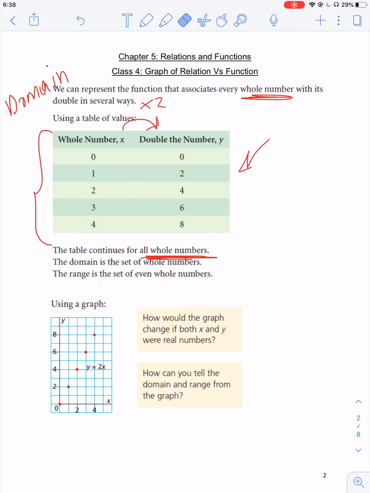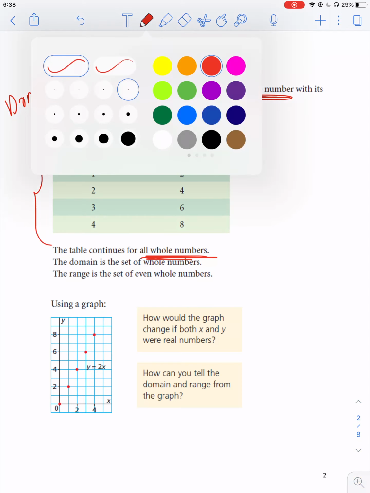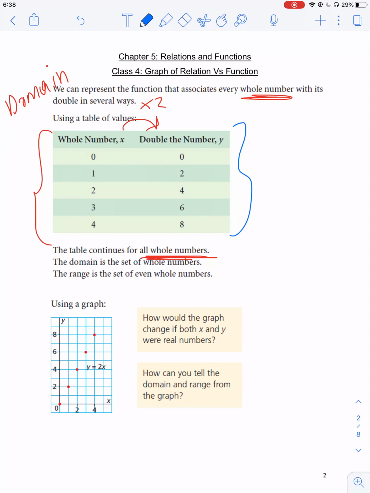Okay, so this is my domain, and this over here, let's just say in blue, is my range. The range is a set of even whole numbers. What do they mean by that? As you can see, because we're multiplying everything by 2, your output will always be an even number. Like 2, 4, 6, 8, and whole because they're all positive as well. So by whole number we mean positive numbers. That's the definition that the mathematicians, I guess, have chosen.